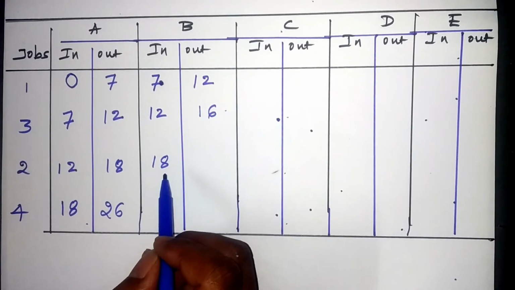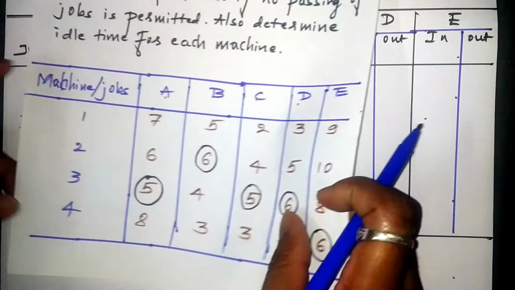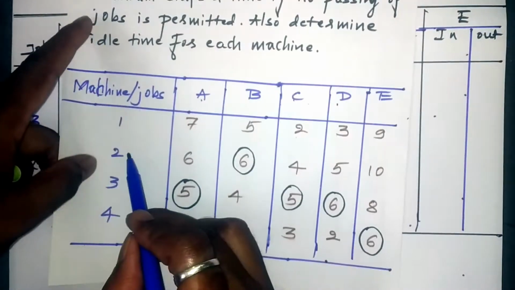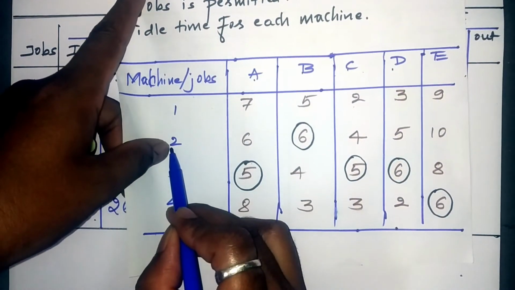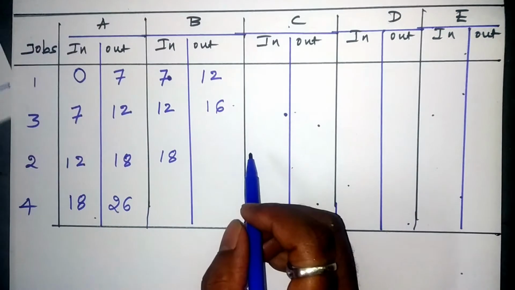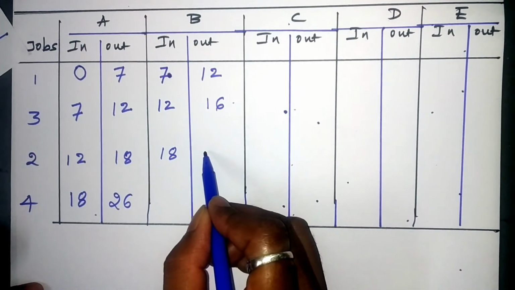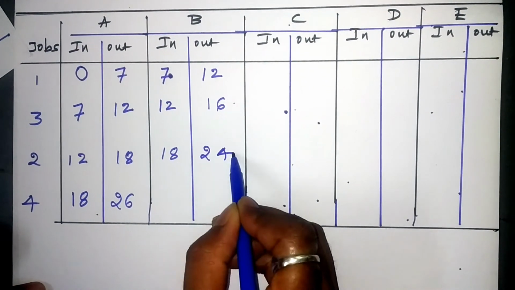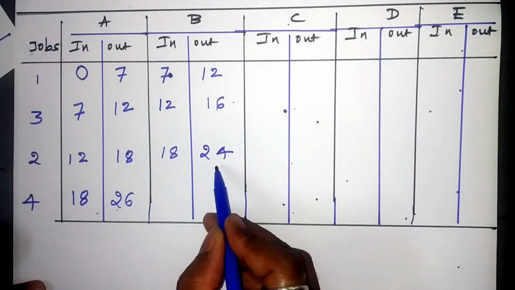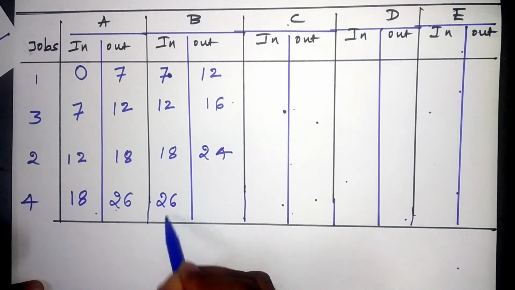Now job number 2 on machine B, how much time will it take? It will take 6 hours. So I have to add this, and when I add 6, it will be 24. Now what should we write here? 26 we have here, 24 we have. I'll write the maximum, that is 26.